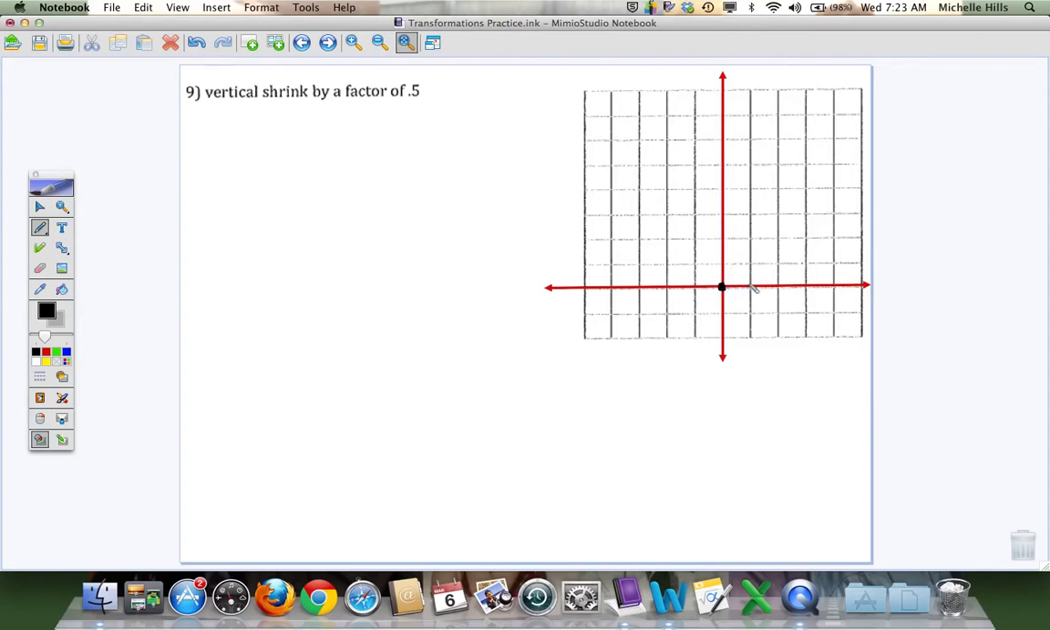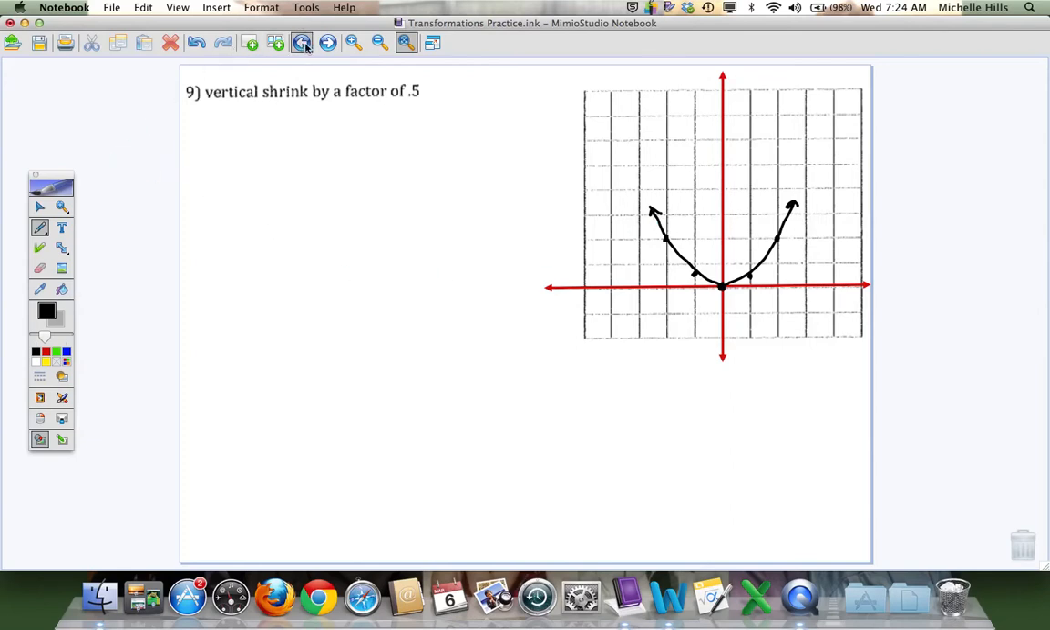Normally, when I move to the left or right of the vertex by 1, my y changes by 1, but it's only going to change by half as much. So it's only going to go to 0.5. Usually when I go out 2 from the vertex, I shift the y by 4, but now it's only going to be half as much. It's only going to change by 2. So that's going to be this graph.